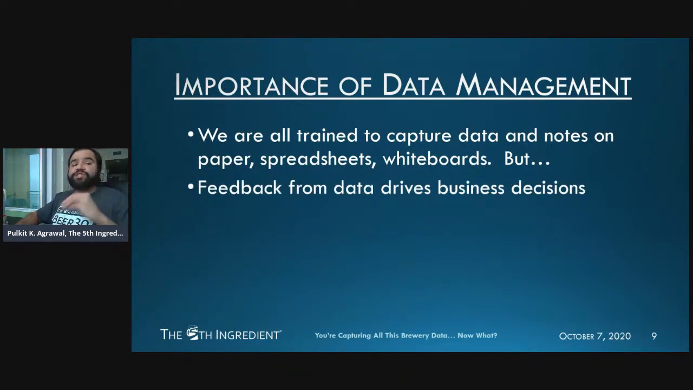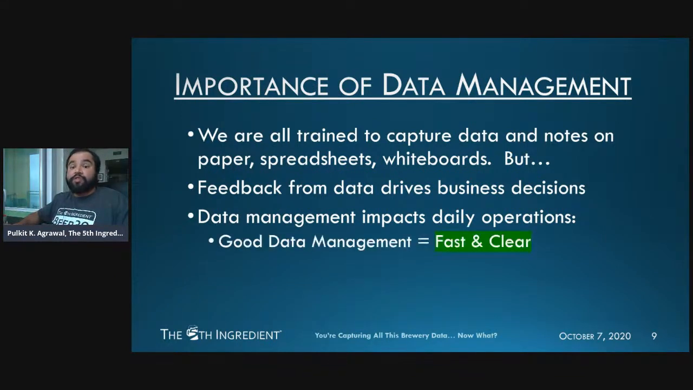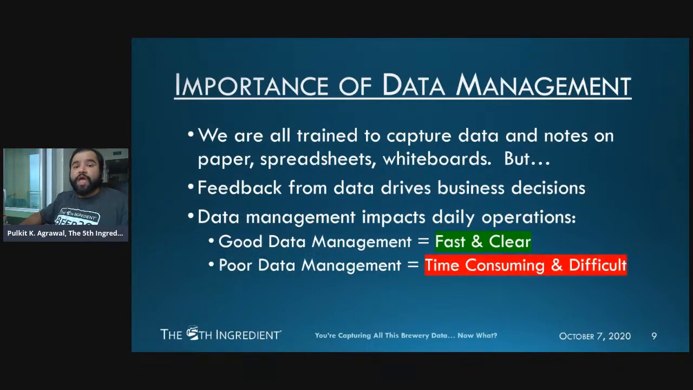But it's actually that data that gives feedback, which drives business decisions, right? That's where data management becomes super important because it impacts daily operations. Realistically, there are 2 types of data management. There's good data management, where everything is fast and clear and you're able to make decisions and you're very proactive with how things are actually happening at your brewery. And then there's poor data management, which is when it's more time consuming, difficult, it can get very repetitive and redundant, and that becomes that second aspect of things, right?